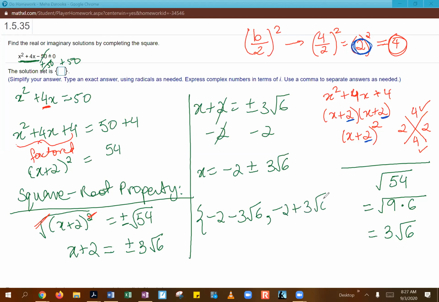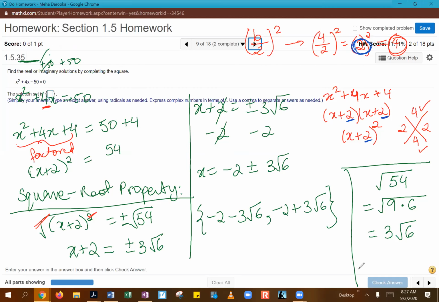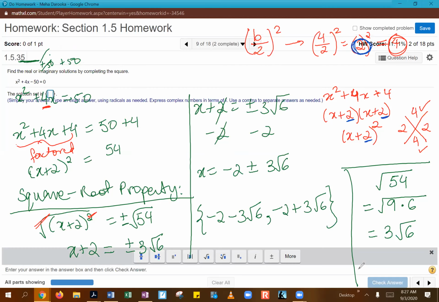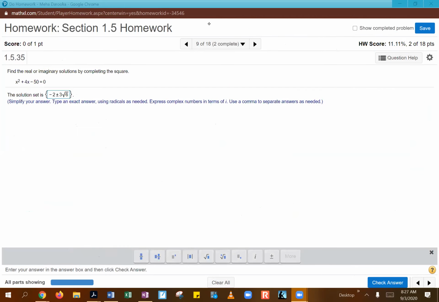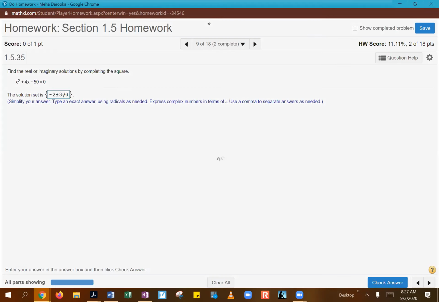Okay, so that's what you would end up having over here. So let's go ahead and type this in. Again, we've got negative 2, using the plus or minus sign, 3 times square root of 6. Let me clear this out. Okay, there we go. And then we'll do a quick check over here.